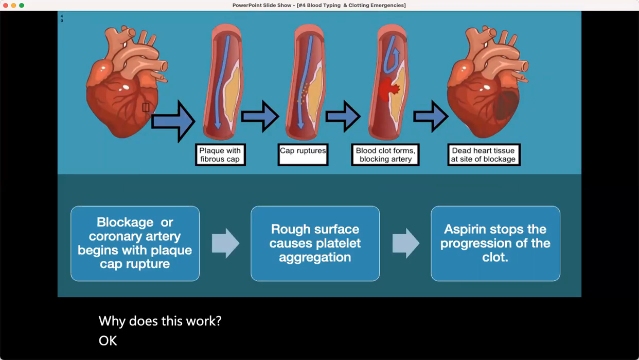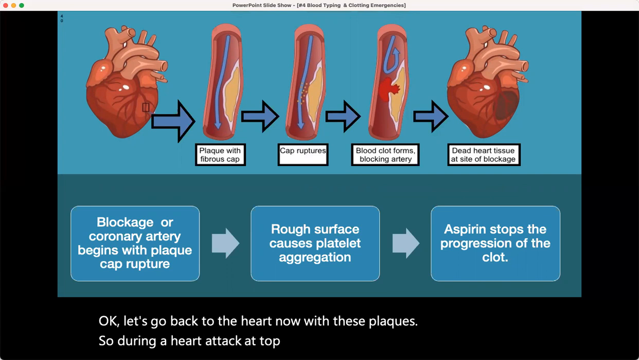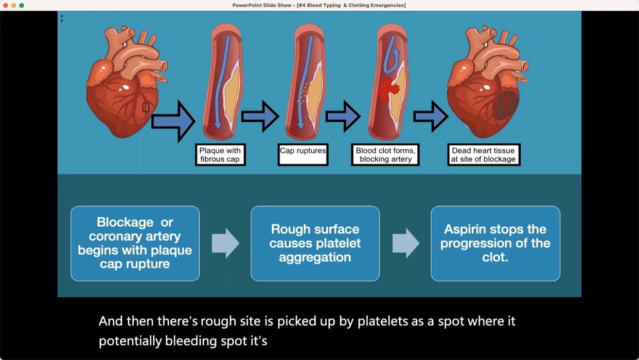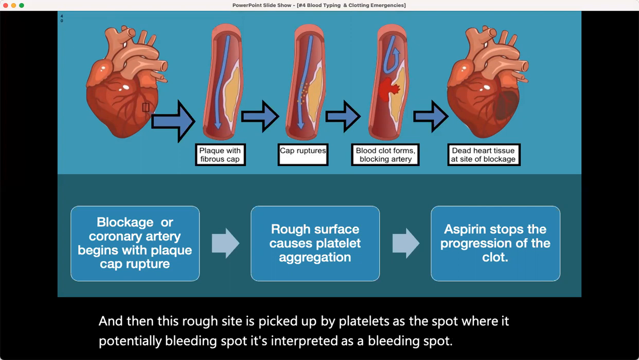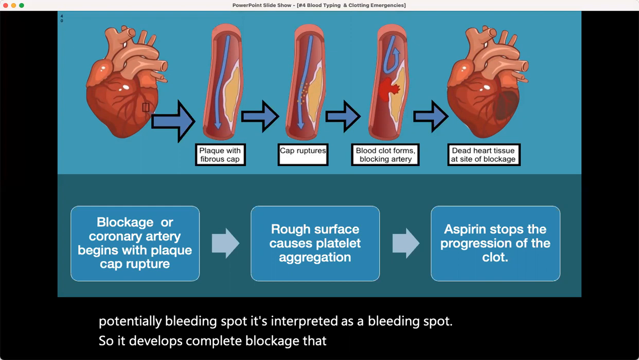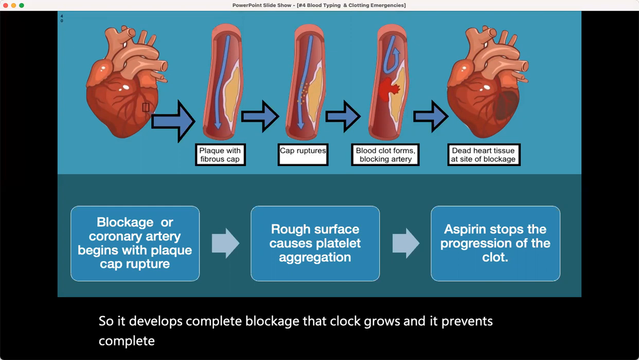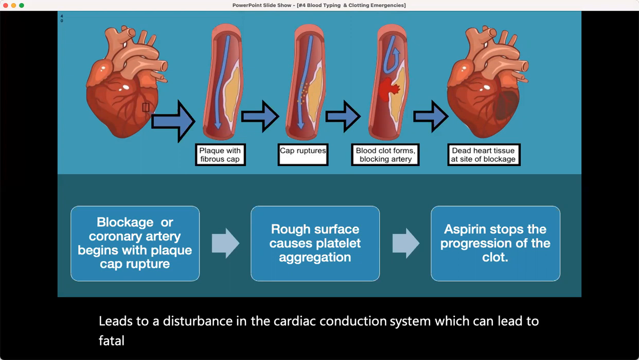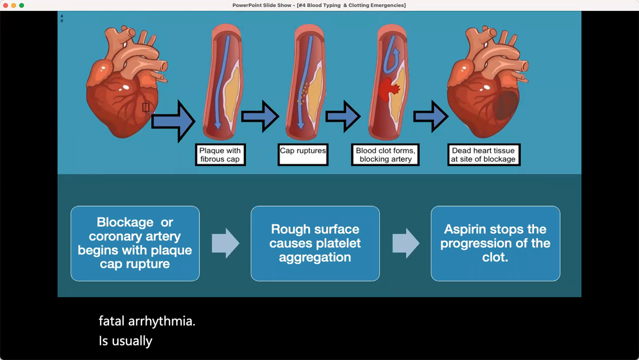Okay, let's go back to the heart now with these plaques. During the heart attack, the top of one of these plaques ruptures, and then this rough site is picked up by platelets as a potential bleeding spot. It's interpreted as a bleeding spot. So it develops complete blockage. That clot grows and it causes complete blockage. And then the dead heart muscle leads to a disturbance in the cardiac conduction system, which can lead to a fatal arrhythmia. That is usually the mode of death.